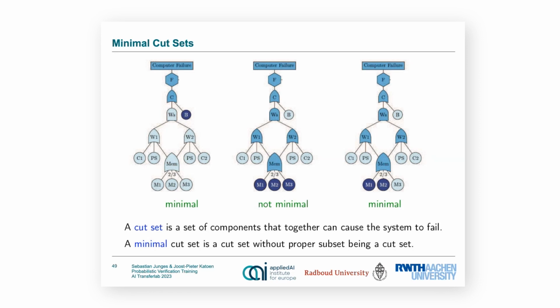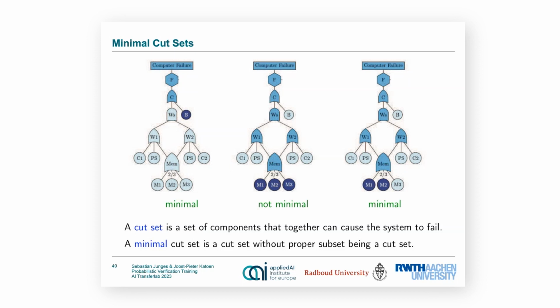Now, the crucial thing in these fault trees is what they call a cut set. What is a cut set? A cut set is a set of components, so a set of, you would say, leaves in the graph, such that if those components have failed, then the whole system will fail. So then the root will fail. And then you're interested in a minimal cut set because that's a cut set that is minimal in the sense that no proper subset of it will also lead to a system failure.